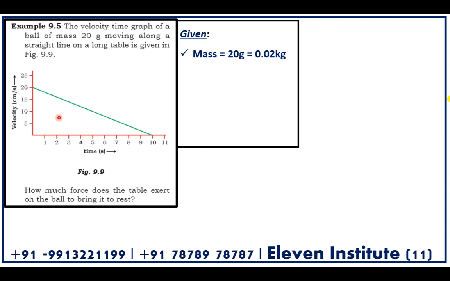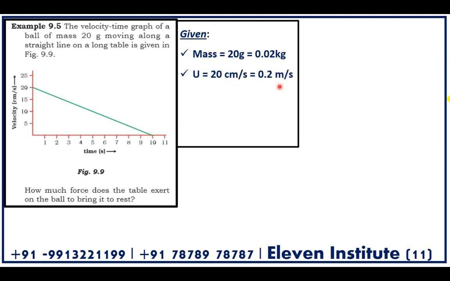Now when I see this graph, I can see here I am having velocity. So initially the velocity was 20. But 20 what? 20 centimeters per second. That is a thing to be very careful about. Right? This is initial velocity. This is final velocity. So initially my velocity was 20. So I shall write 20 centimeters per second.